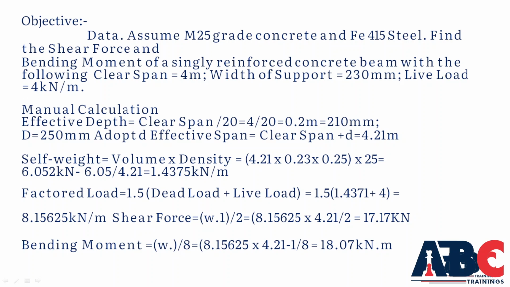Then the manual calculation is like this: the effective depth is equal to clear span divided by 20. This formula you will get in IS 456:2000. Then self weight, that is nothing but dead load, is the volume times density. The density of concrete is 25. Then you have to calculate the factored load, so we multiply by the 1.5 factor of safety with our dead load plus live load. It will come as 8.15625 kilonewton per meter.